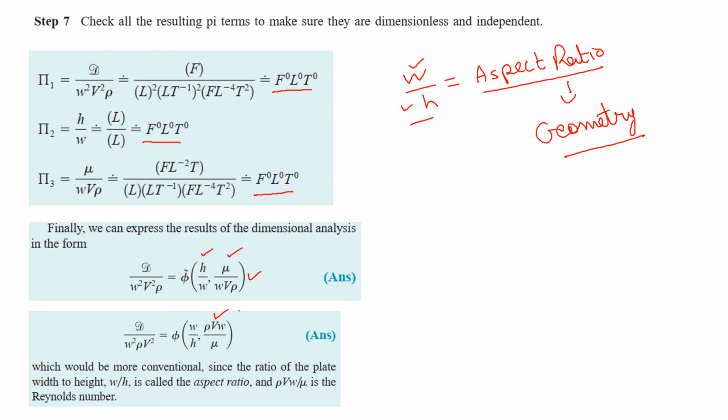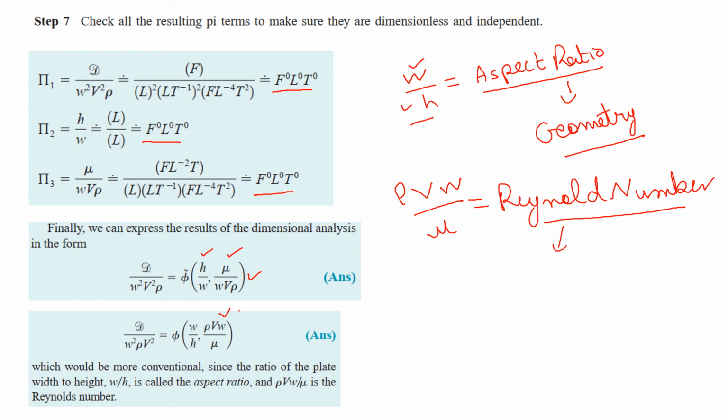And this next term right here, rho V W over mu, is called the Reynolds number, and this is related to our flow. This is related to our flow of fluid. As you can see, it has the density, velocity, the length dimension, and the viscosity. This is related to the flow, and the Reynolds number is used to classify the flow as turbulent or laminar.